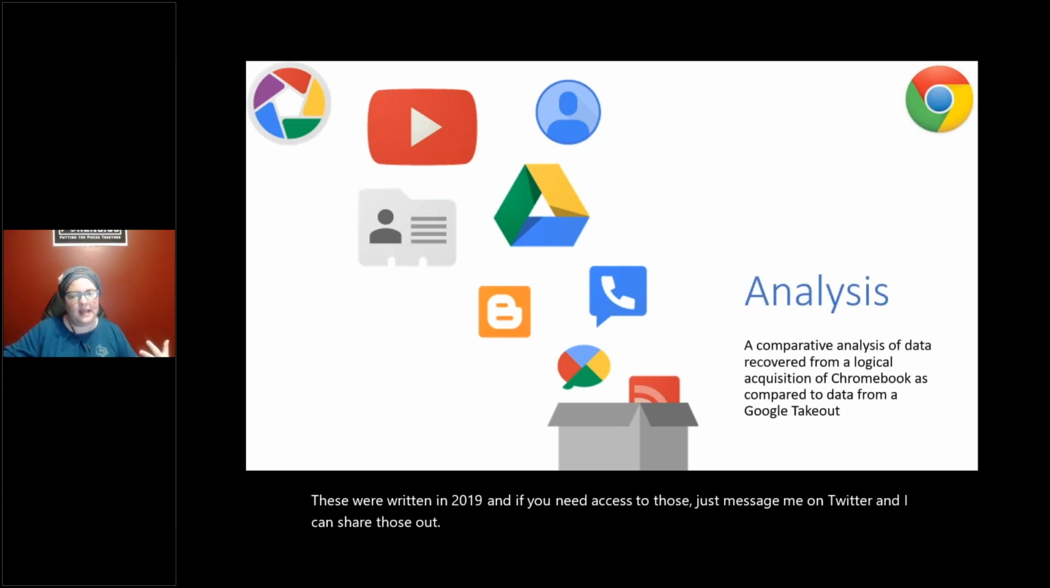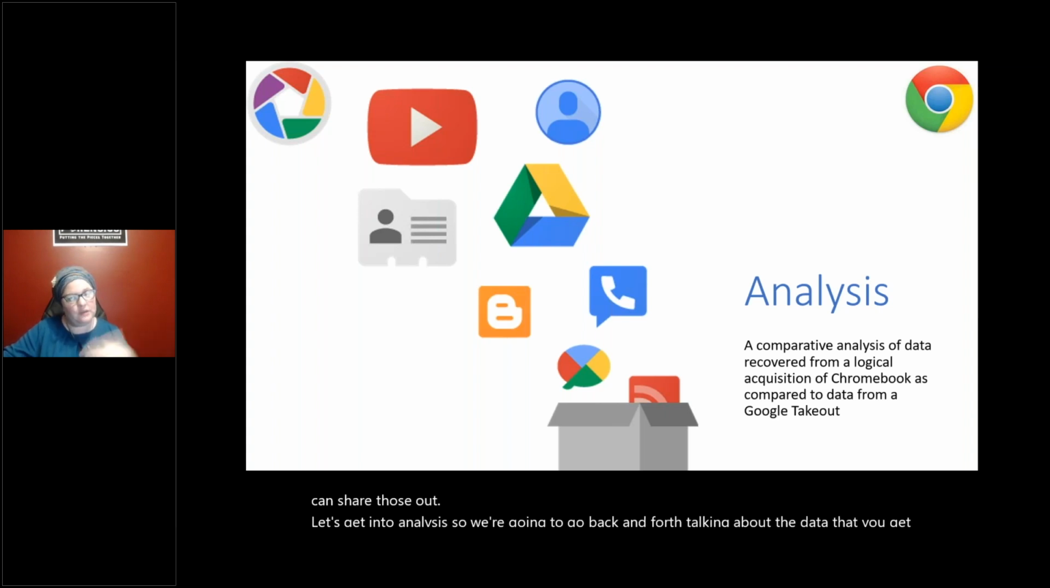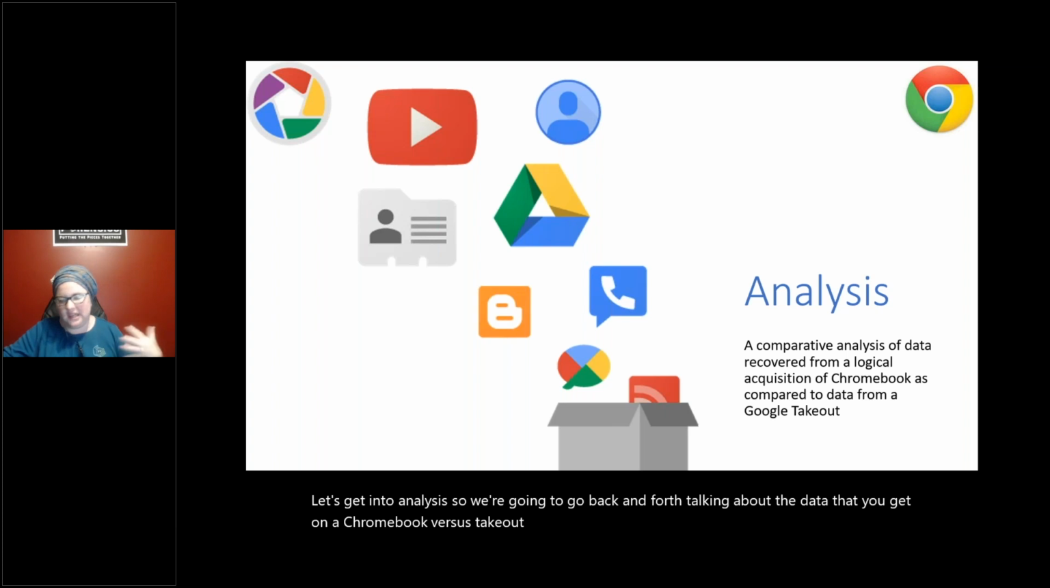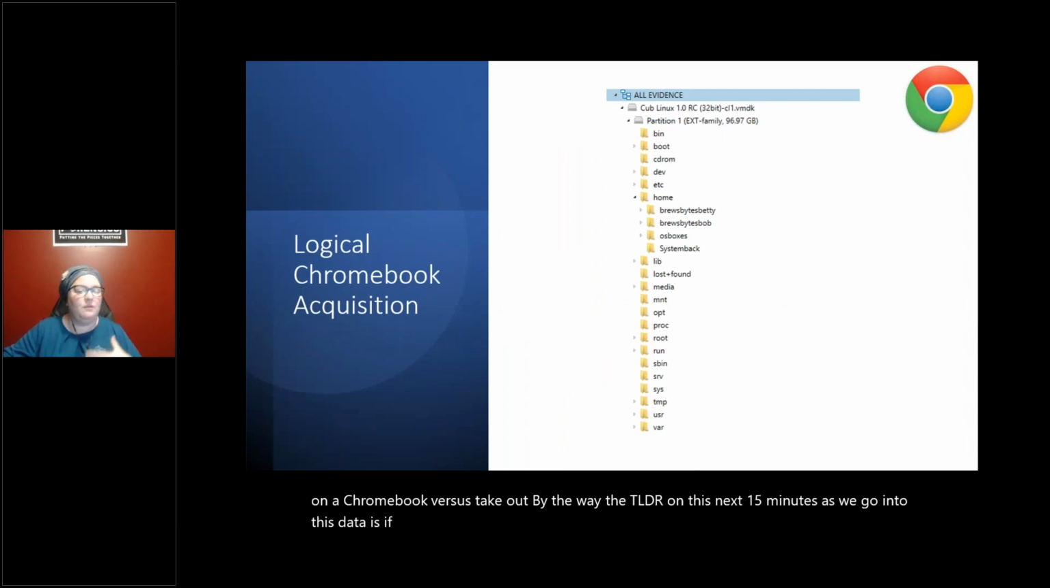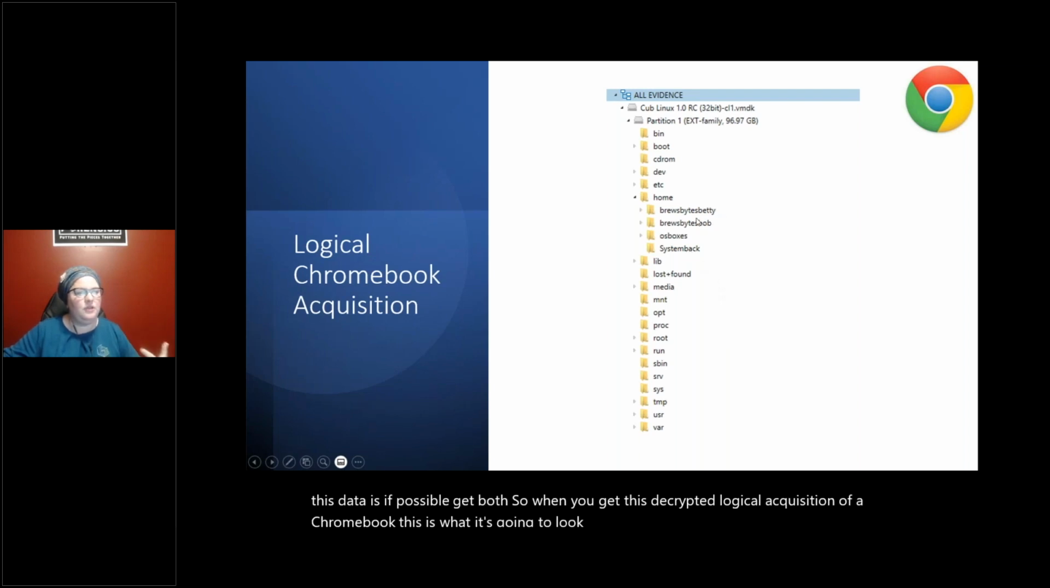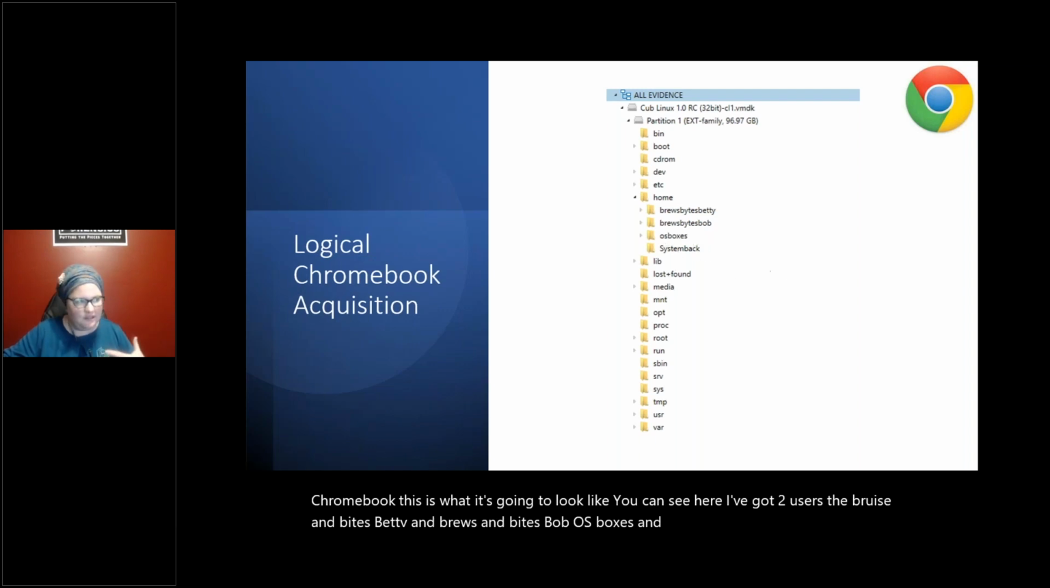Let's get into analysis. We're going to go back and forth talking about the data that you get on a Chromebook versus a Takeout. By the way, the TLDR on this next 15 minutes is, if possible, get both. When you get this decrypted logical acquisition of a Chromebook, this is what it's going to look like. You can see here I've got two users, Brews and Bites Betty and Brews and Bites Bob, OS boxes, and then this is the system. So these are the three users.